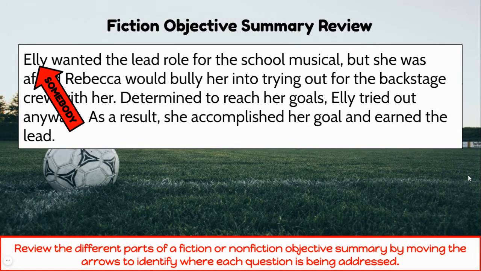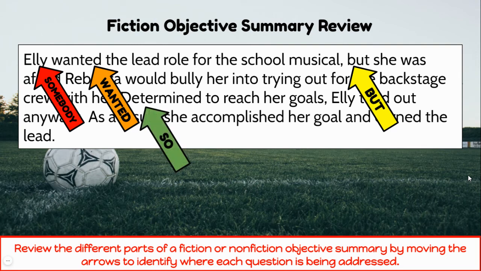Ellie is our somebody and the main character of the story. Her goal, or the wanted part, was to be chosen as the lead role in the school musical. But, or the conflict, Rebecca was in her way of achieving that goal in the form of bullying. Ellie tried to solve this problem by ignoring Rebecca and trying out anyway. This was the so of our summary. The resolution involves Ellie accomplishing her original goal and earning the lead role of the school musical. Pause the video to make any necessary changes.